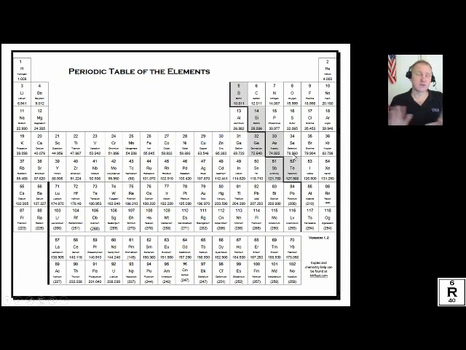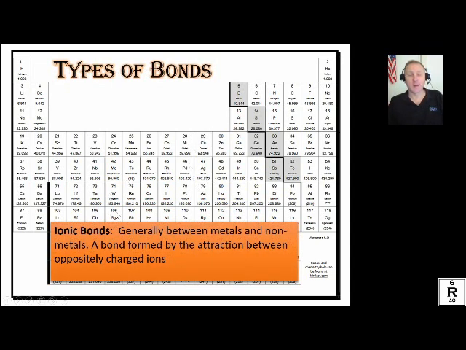So I wanted you guys to understand that on the periodic table, so I'm going to be talking about that when I talk about ionic bonds right now, because an ionic bond is generally between metals and nonmetals. So it's a bond between something on this side of the periodic table to something on this side of the periodic table. Metals and nonmetals make ionic bonds. The bond is formed by the attraction between oppositely charged ions.